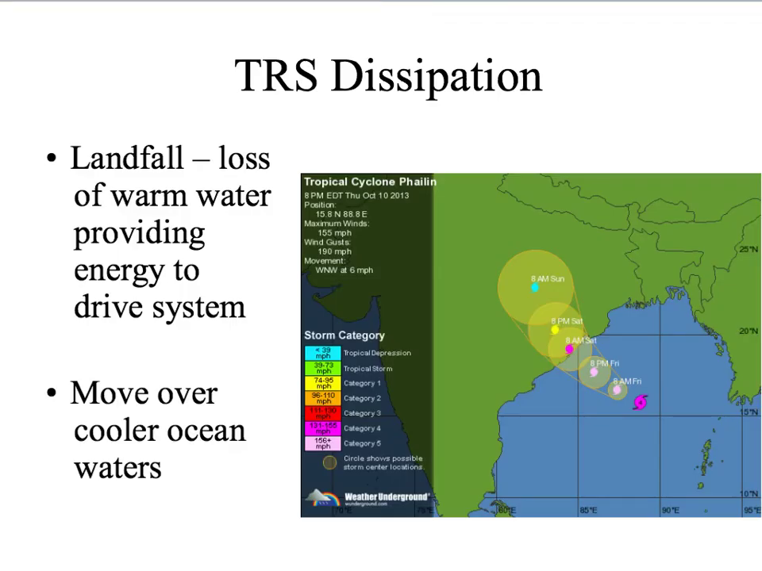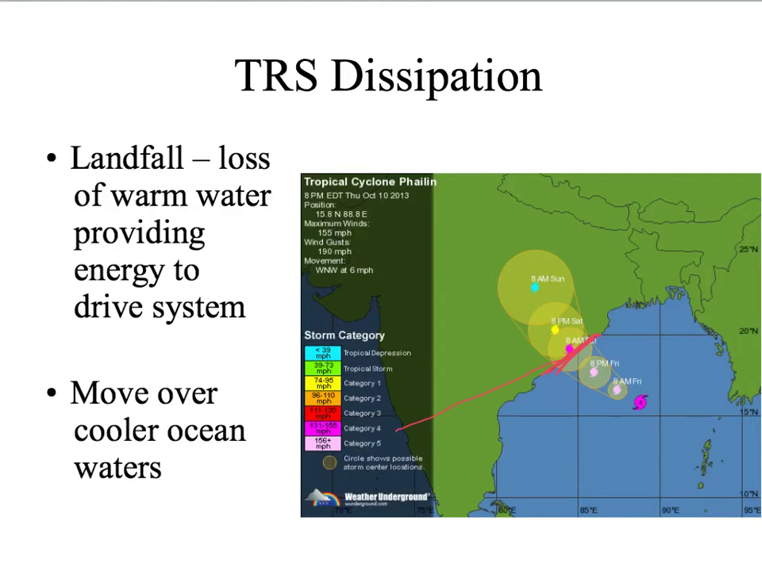So tropical revolving storms do dissipate eventually, and dissipation is caused mainly by two things. Firstly, when a tropical revolving storm moves over land, it loses that supply of warm water needed to drive that system, provide the energy to drive the system. We can see here in the diagram tropical cyclone Phailin. As it made landfall, which was when the eye reaches the coast, as it passes over the coast and heads inland, it made landfall here at 8 AM on Saturday, the 12th of October, and at that point it was a Category 4 hurricane, and again we'll talk about categories in the next couple of slides.